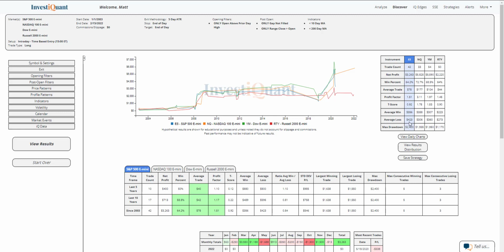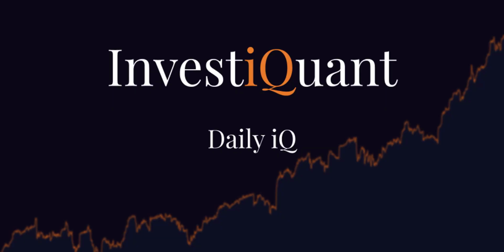If we look at the average moves, looks like the average loss a little bit larger here than the average win for the S&P. That's not the case for the NASDAQ. NASDAQ has a larger average win. Dow has a larger average loss, as does the Russell. So 3 out of 4 of these have larger average moves to the downside, but the win rates are definitely skewed more towards the upside. All 4 of those with win rates in the mid-60s or better, historically speaking, with this pattern.